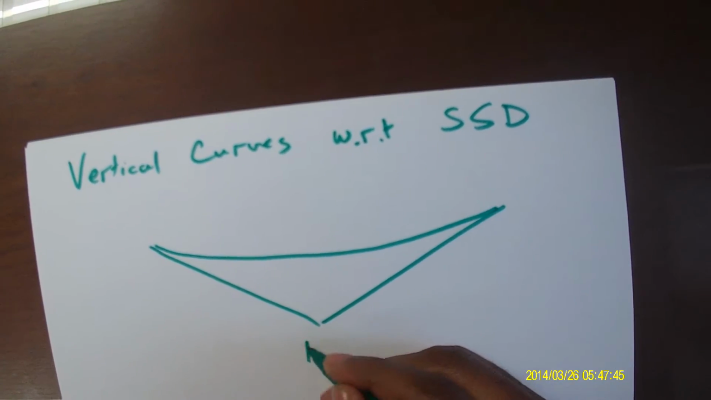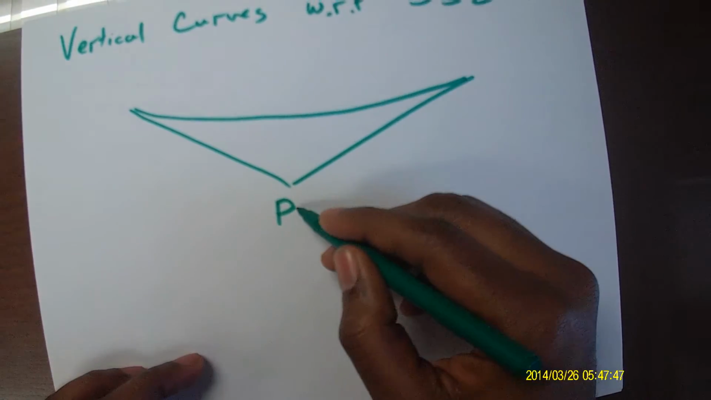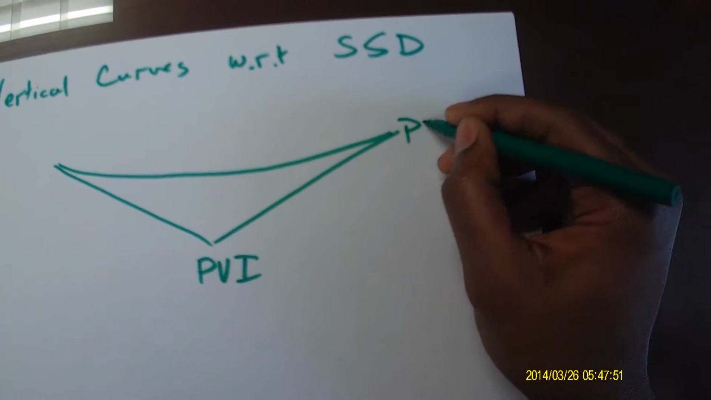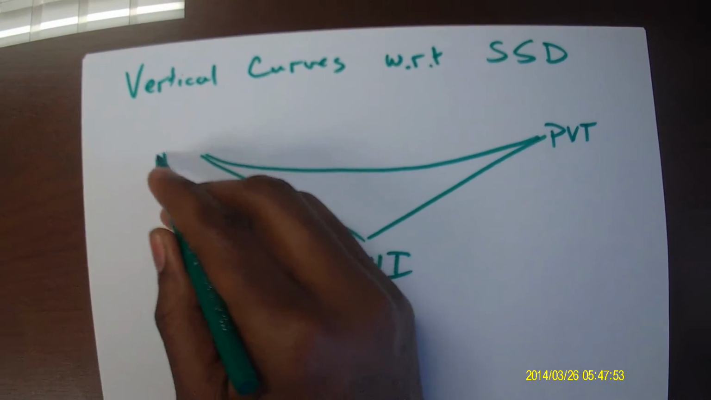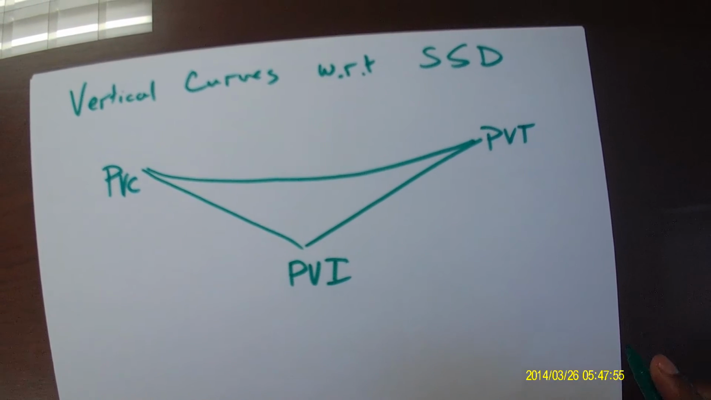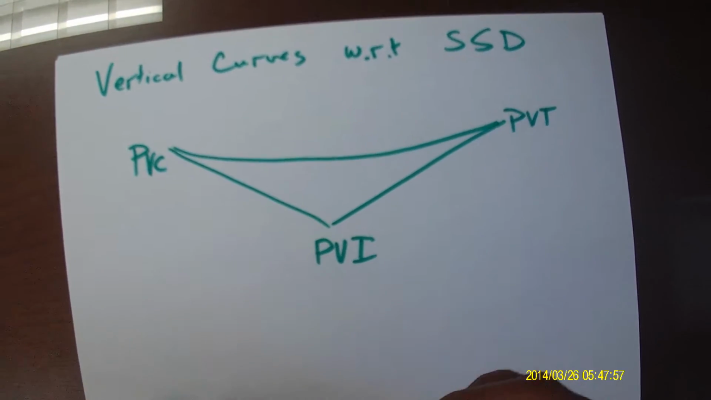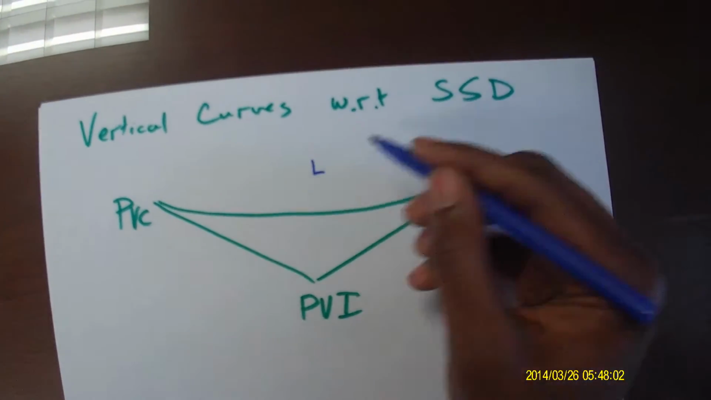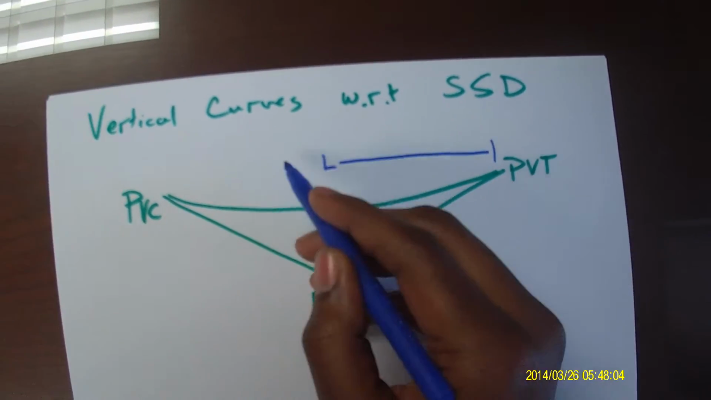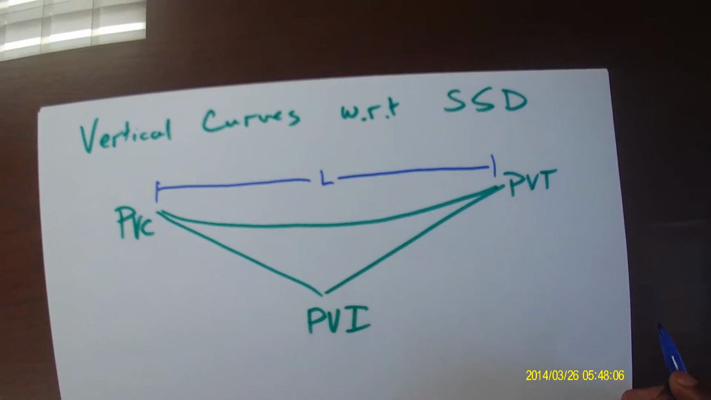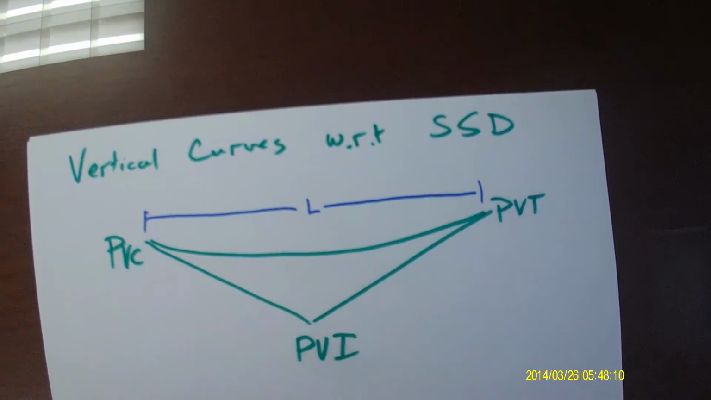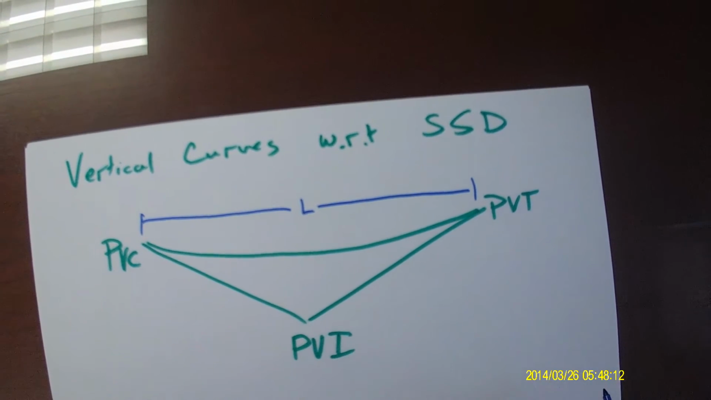a curve. We had PVI here, we've had PVT here, and PVC here. And what I've been giving you so far was the length from PVC to PVT. However, that length had to come from somewhere. That length had to be determined.